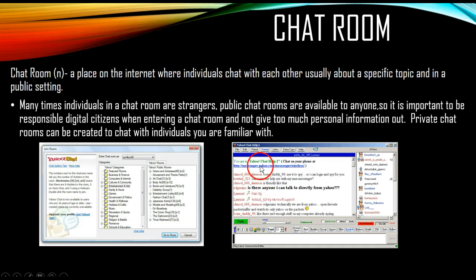This one right here is Yahoo Chat Help is the topic. So they're supposed to be asking about help when using Yahoo Chat. But as you can see, "Can I use this login to spy for you?" You have to be very careful because people aren't always doing what they're supposed to be doing in a chat room.